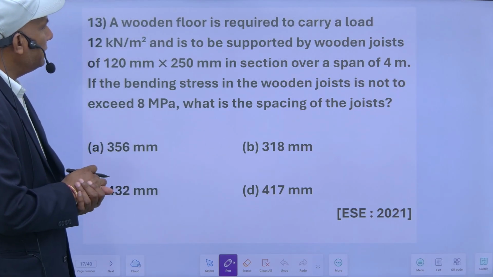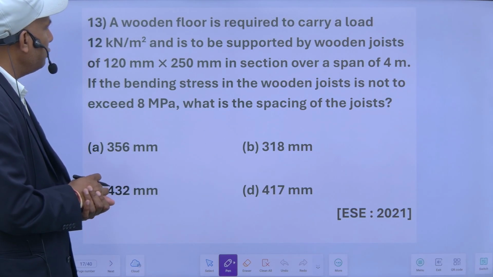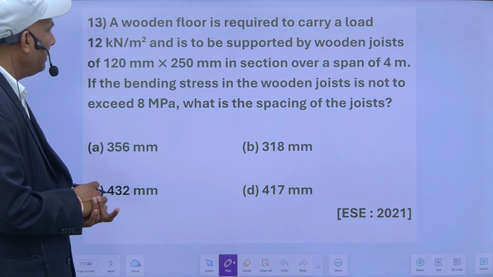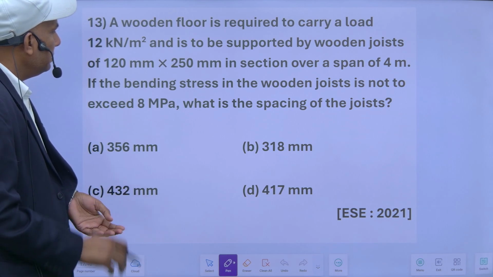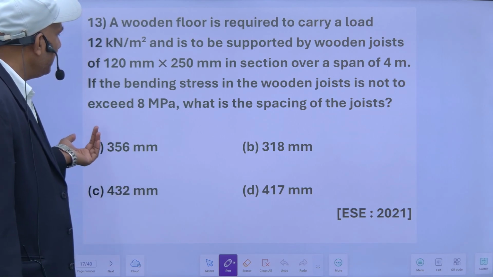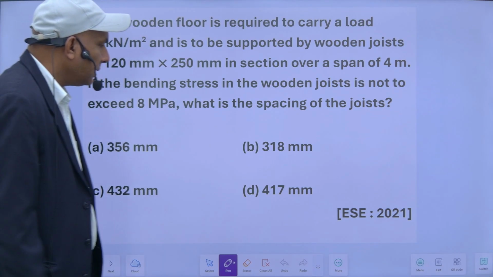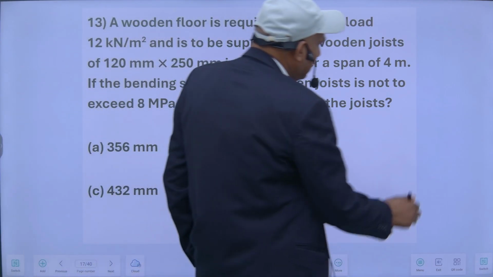A wooden floor is required to carry a load of this intensity and is to be supported by wooden joists of 120 mm by 250 mm, covering a span of 4 meter. If the bending stress in the wooden joist is not to exceed this value, what is the spacing of the joists? This is a similar question as we discussed earlier.